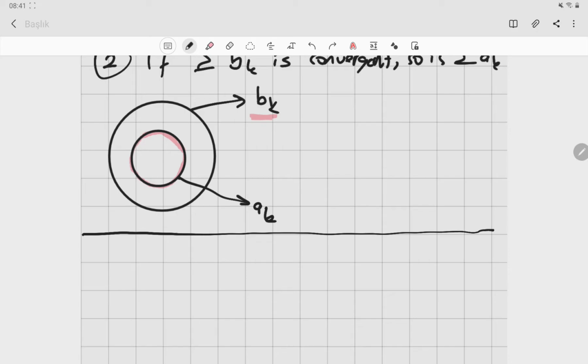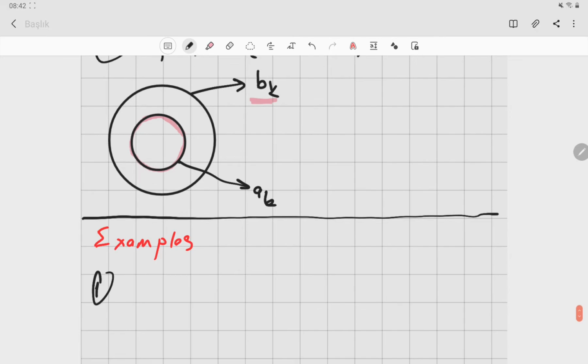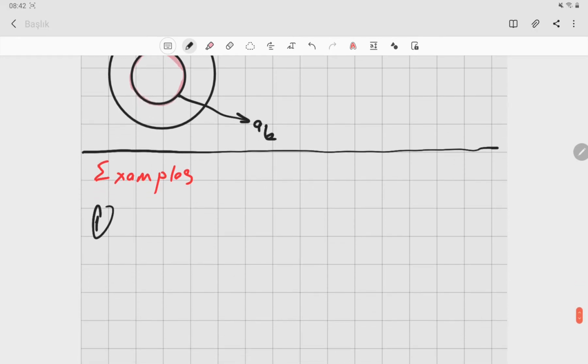Let's provide some examples. Okay. First example.